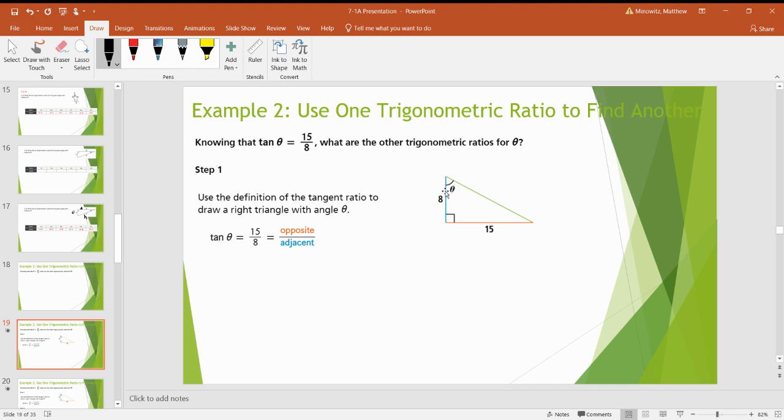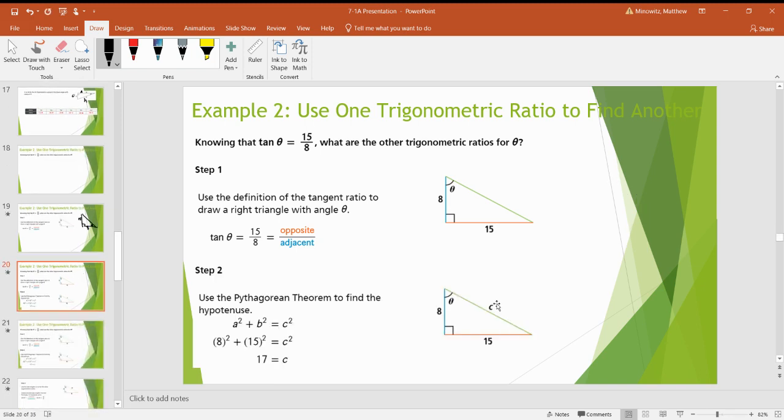Okay, I'm going to pick the angle up here. We could have also drawn the picture so we have the angle here, and we could have 15 over 8. Both pictures are the same. Okay, I don't know the hypotenuse. And that's what I'm going to need for all the ratios. So draw the picture. If you don't draw the picture, I don't know what you're going to do.